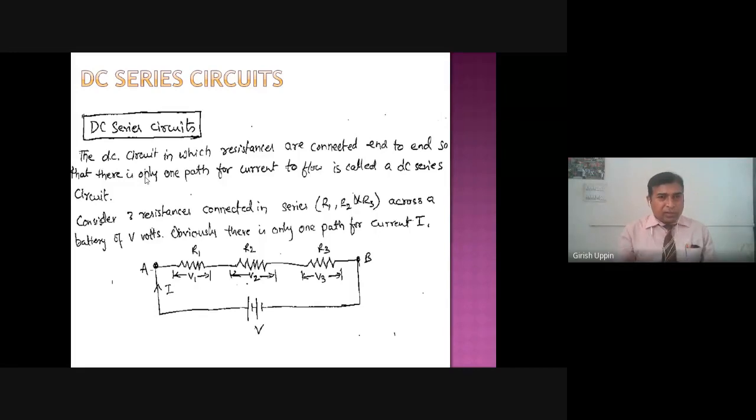As the name suggests, and which is very obvious, in a series circuit the resistances are connected end to end. One resistor to its end, another resistor is connected, to its end, another resistor is connected, and this whole combination is connected across the voltage source. So the DC circuit in which resistances are connected end to end, so that there is only one path for current to flow, is called a series circuit.